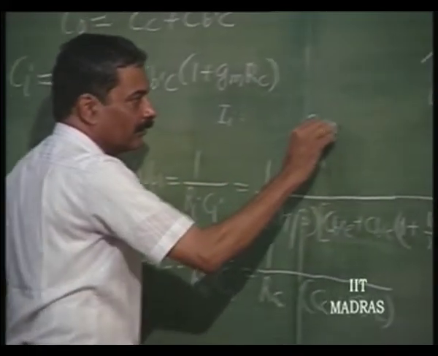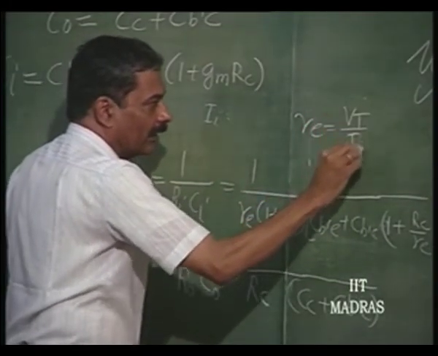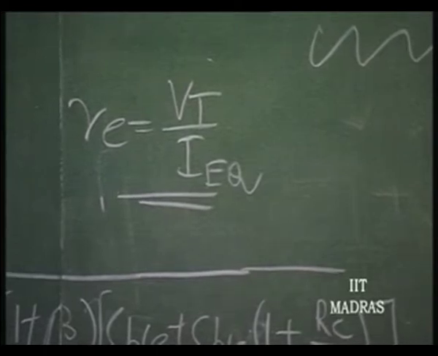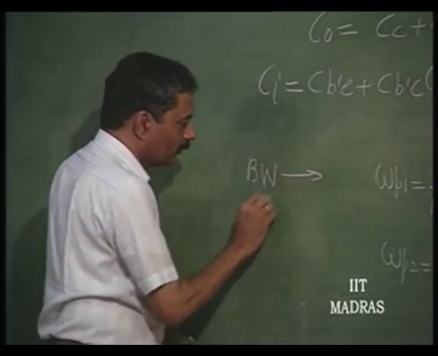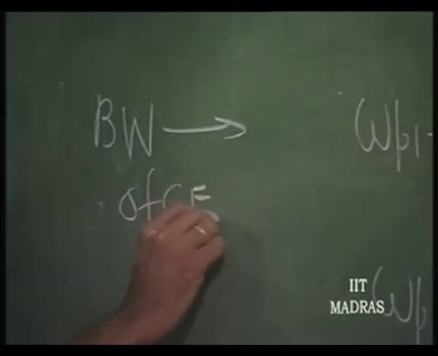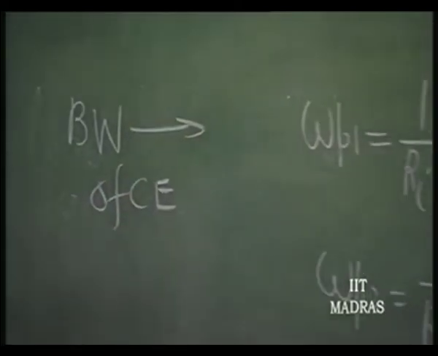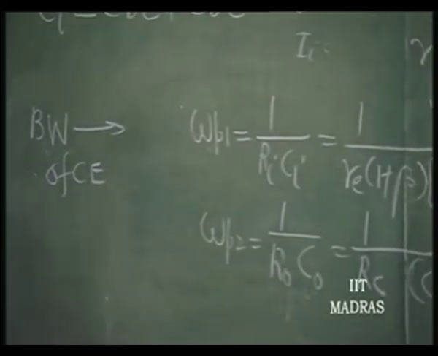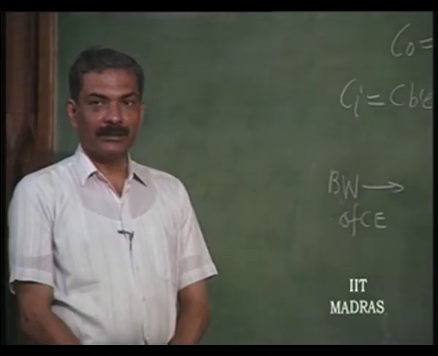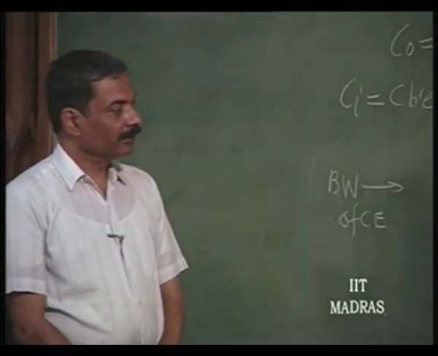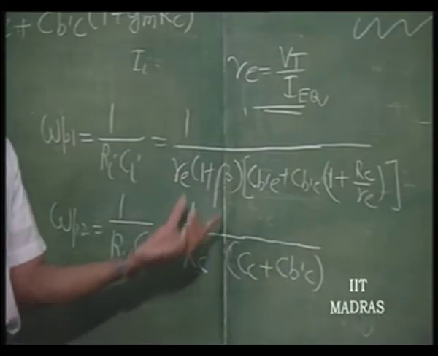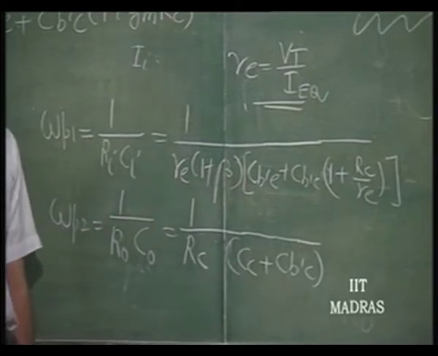R E is V T divided by I E Q, this we know. Now, bandwidth of common emitter amplifier is this. How to improve this bandwidth further? This is our purpose of discussion in this wideband amplifier category. Obviously, I cannot do anything about this. I have to somehow reduce the effect of the capacitor.